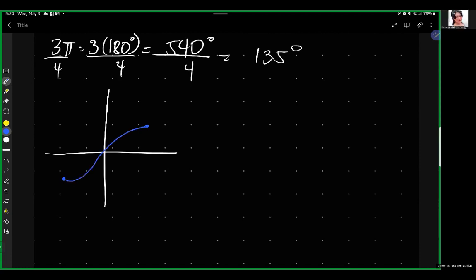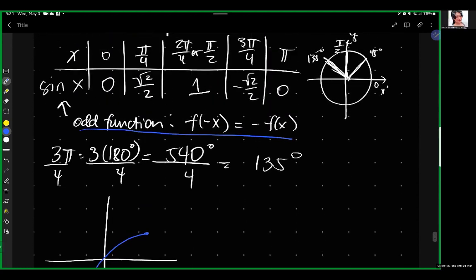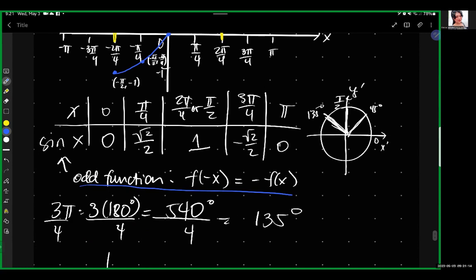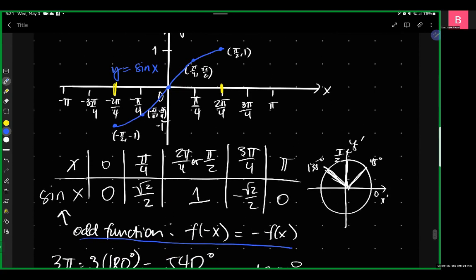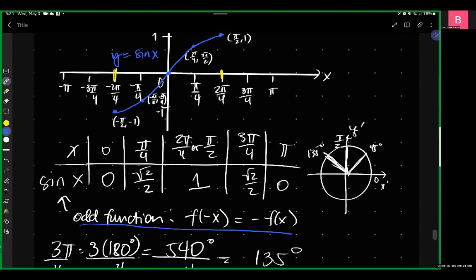Yes? May ask lang po ako. Di ba po pag 3 pi over 4, yung sin x po dun ay positive square root of 2 over 2? Hindi po negative kasi cosine po yung negative dun sa 3 pi over 4. Yung sa may 3 pi over 4 po, di ba po sin x, dapat positive square root? Ah, oh, yes. Sorry, pasensya.